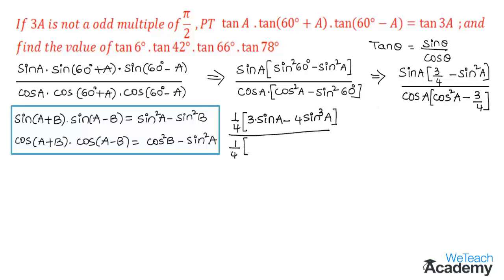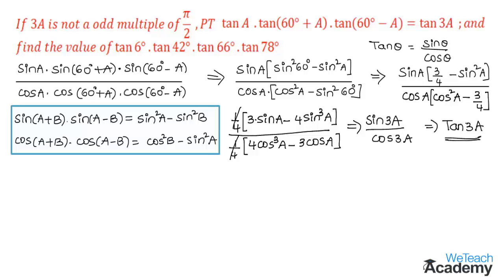Similarly, let us simplify the denominator. Here we get 1 by 4 as the common factor, and we get 4 cos cube a minus 3 cos a. And by simplifying, the 1 by 4 in the numerator as well as in the denominator gets cancelled, and we are left with 3 sin a minus 4 sin cube a, which is sin 3a, divided by the formula of cos 3a. So sin by cos is nothing but tan. So we get tan 3a as the value of tan a into tan 60 degrees plus a into tan 60 degrees minus a. Now let us name this equation as equation 1.